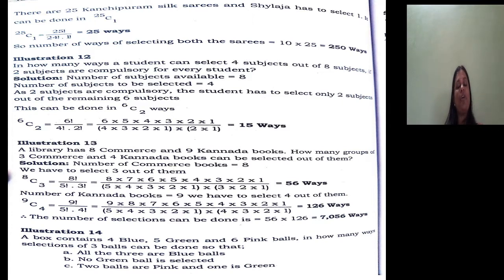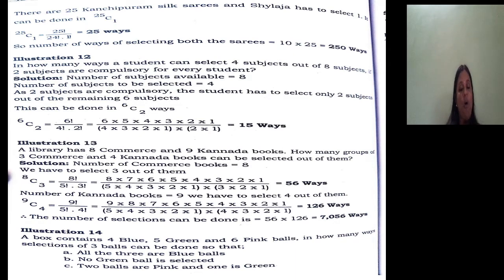8C3 means 8 factorial divided by (8 minus 3) factorial into 3 factorial. The answer is 56. 9C4 means 9 factorial divided by (9 minus 4) factorial into 4 factorial. The answer is 126. So, 56 into 126 is 7056 ways of selecting 3 English and 4 Kannada books from 8 English and 9 Kannada books.